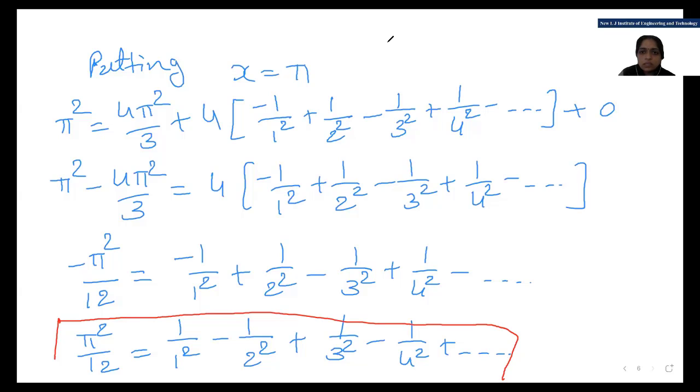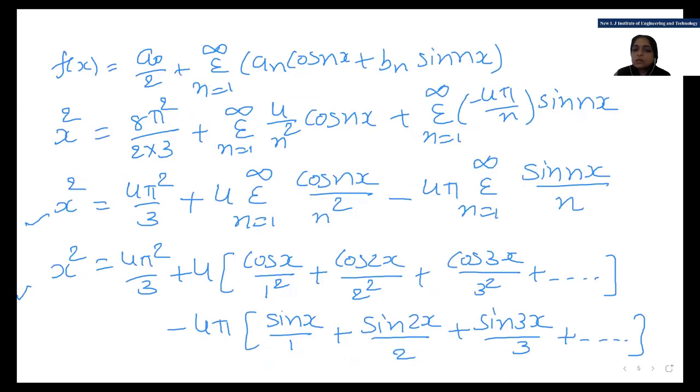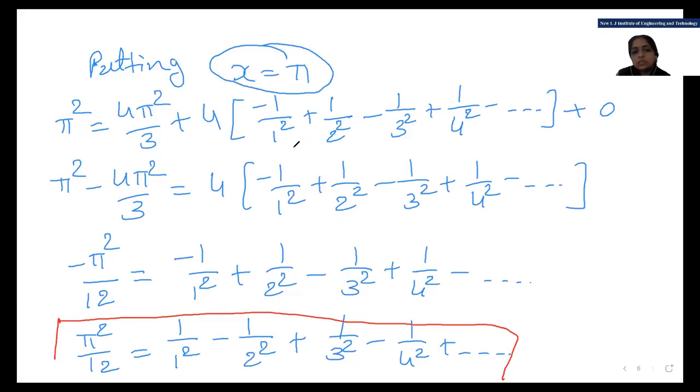Students, there is no specific rule for taking x is equal to pi. You have to apply your logic and decide what you want to prove. You want to find 1 upon 1 square, 1 upon 2 square, 1 upon 3 square, like that. So according to your answer, you have to decide what value of x you have to take. It may be 0, it may be pi, it may be pi by 2, it may be pi by 6.